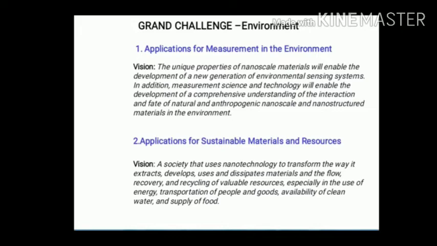Second, applications for sustainable materials and resources. Vision: a society that uses nanotechnology to transform the way it extracts, develops, uses, and dissipates materials and the flow, recovery, and recycling of valuable resources, especially in the use of energy, transportation of people and goods, availability of clean water, and supply of food.